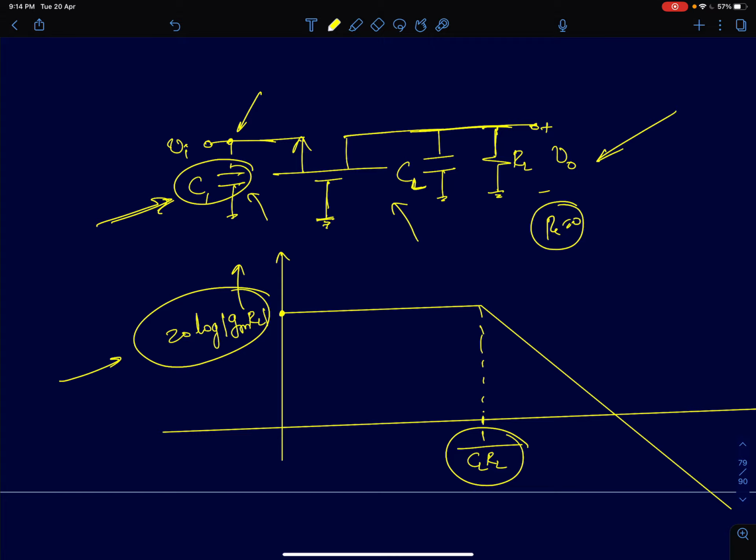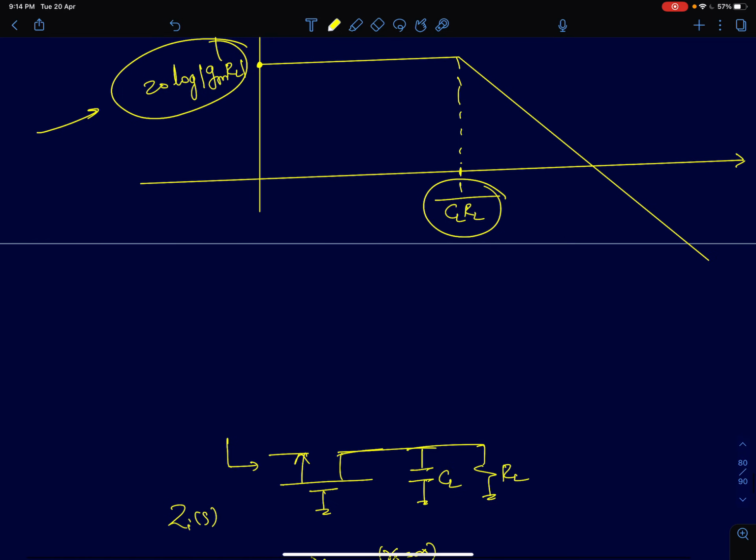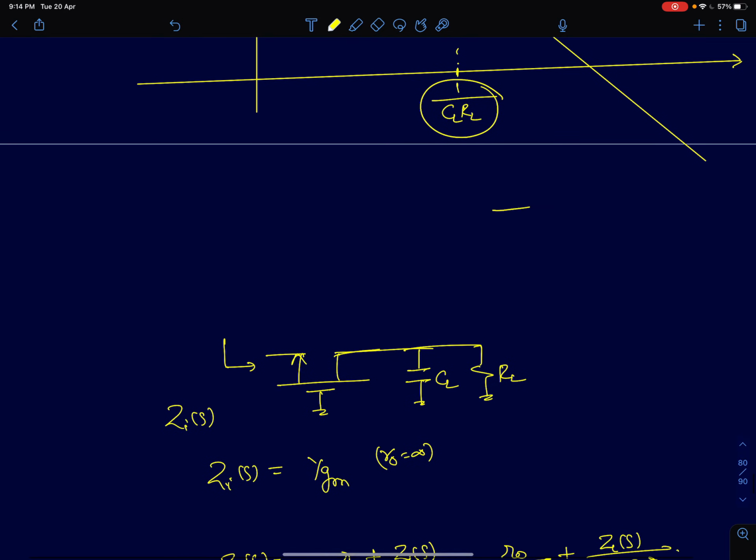Since we said it is often used as a current buffer, a very important property of a common gate amplifier is its input impedance. Its input impedance is supposed to be as low as possible, because if it is used as a current buffer or a current amplifier, it needs to have a very low input impedance. We will now see how this input impedance changes as a function of frequency.